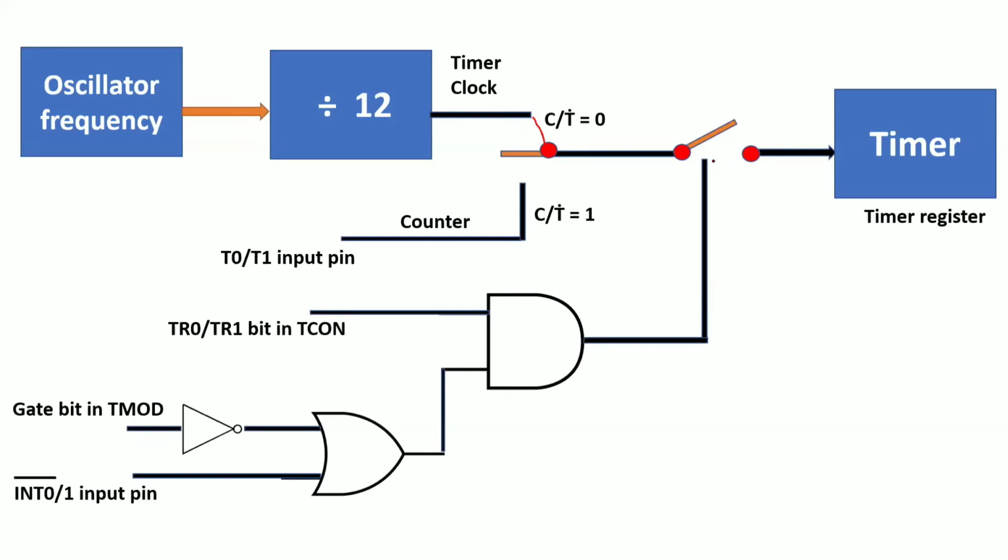What is this, another switch? This is your timer run control. So in order to make the timer run control, I need to make TR0 or TR1 equal to 1. Which timer do I want to use? You make it this 1. Okay, now I make this one.